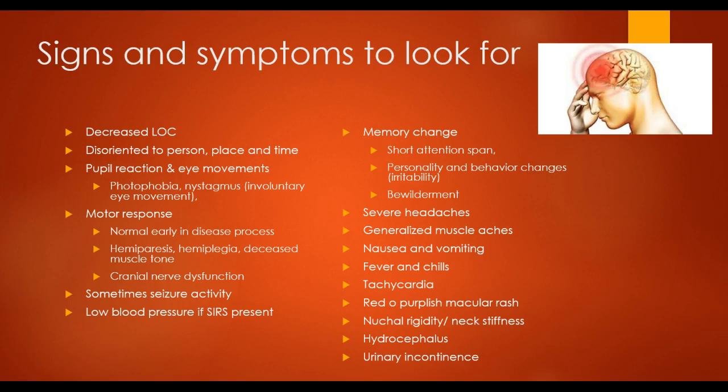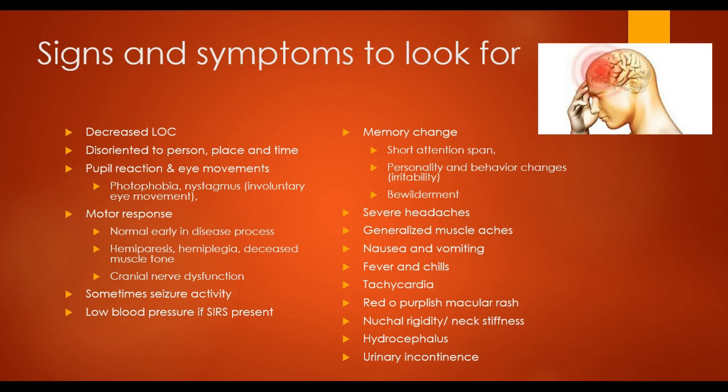We're going to look for that decreased level of consciousness, which by itself might not be really connected with meningitis, but we might see them disoriented to person, place, and time, pupil reaction and eye movements, photophobia, nystagmus, which is involuntary eye movement, motor responses. They're normal early in the disease process, but might cause hemiparesis or hemiplegia and decreased muscle tone as the disease progresses. Remember the difference, paresis versus plegia, right? Paresis meaning weakness, literally, and plegia meaning paralysis.